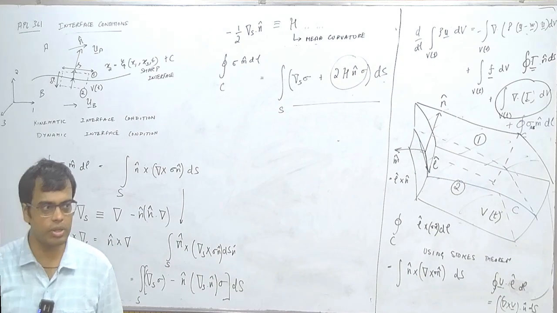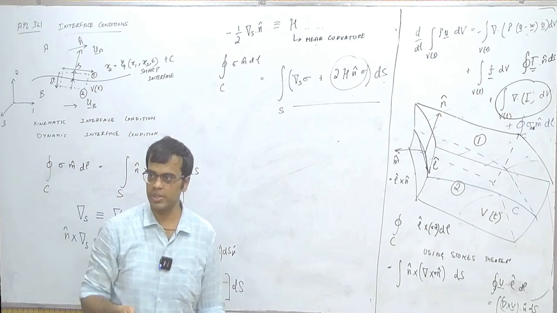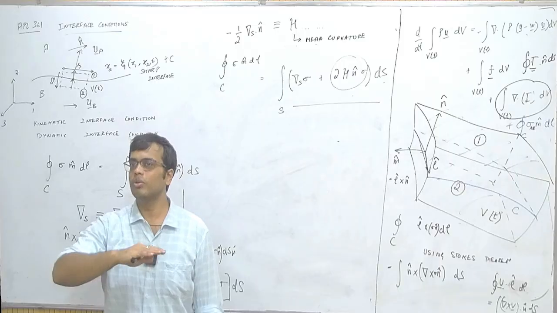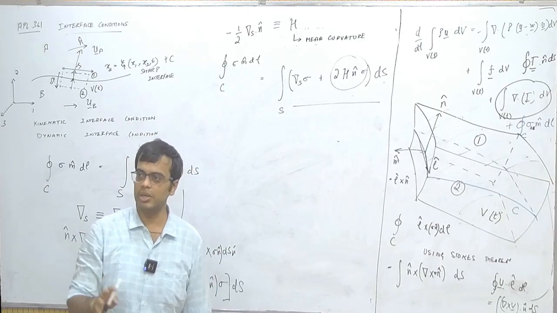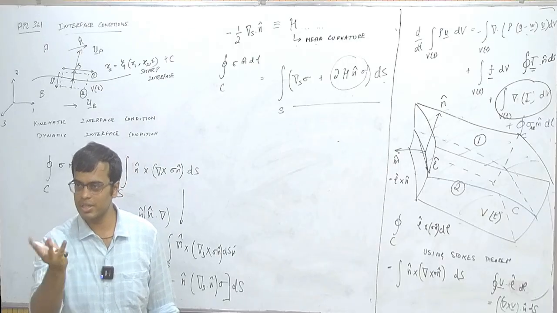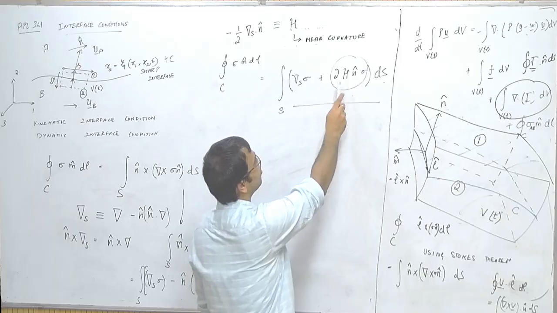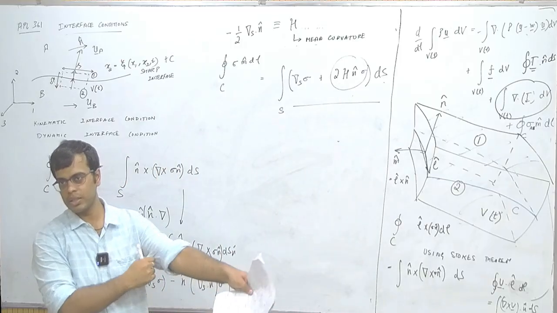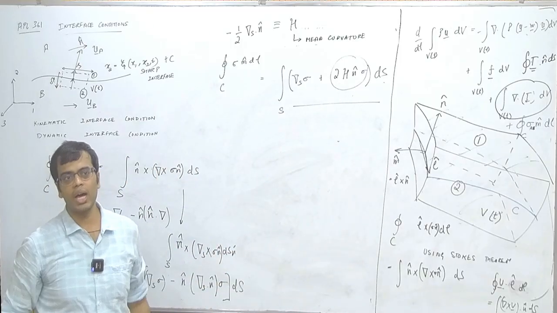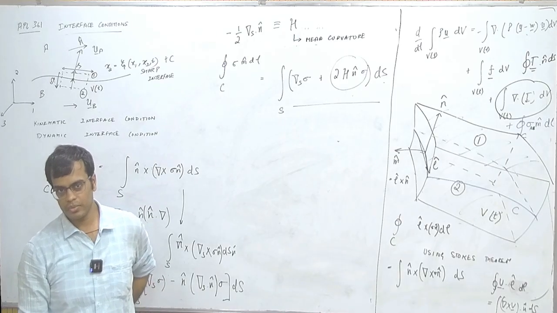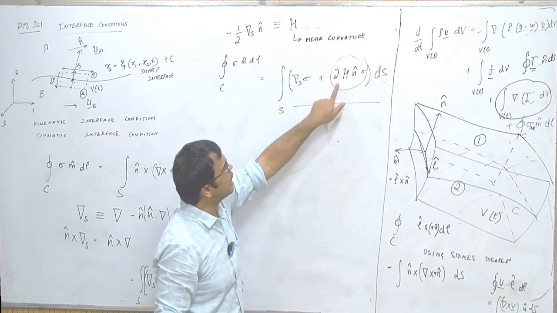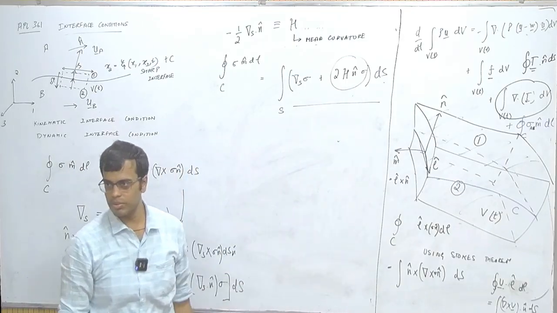So whatever exposure you guys have had of surface tension, you know when you do a jump of pressure, you say that pa minus pb equals 2 sigma by r. Where the hell is that 2 by r coming from? This 2h, that h is 1 by r for that spherical surface. So 2 by r sigma n hat you will get.